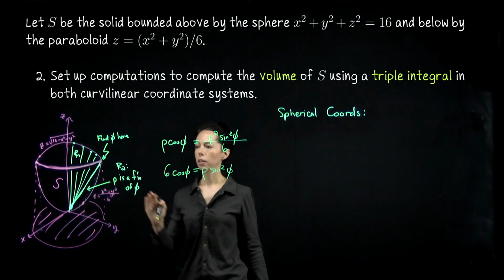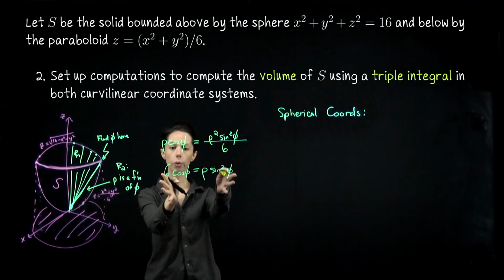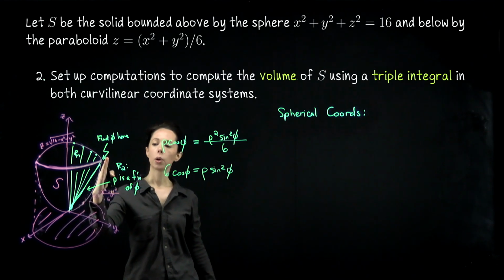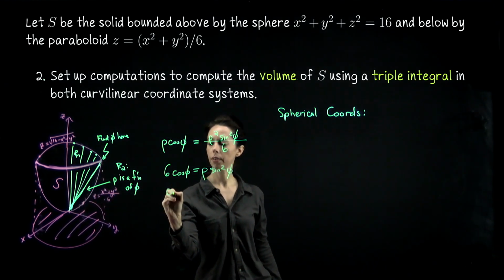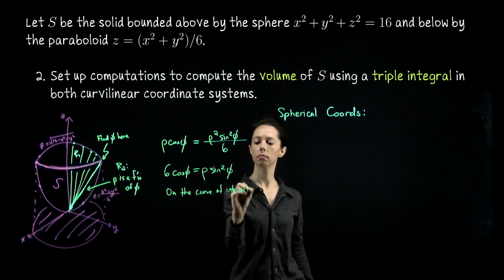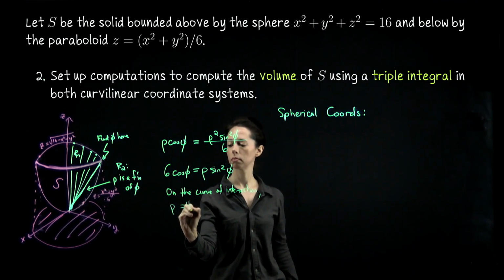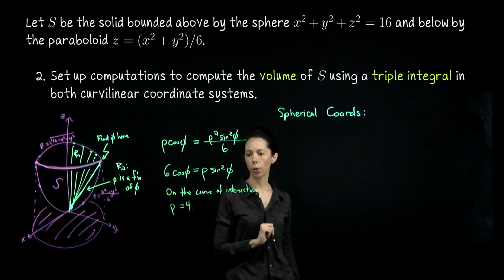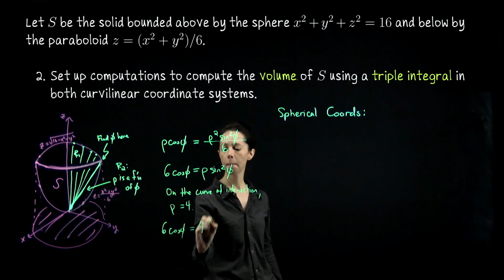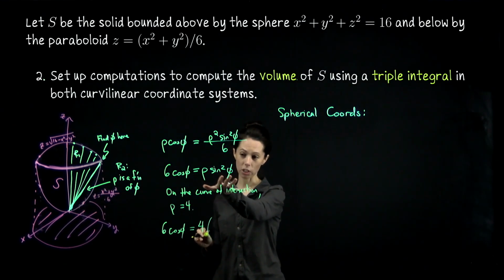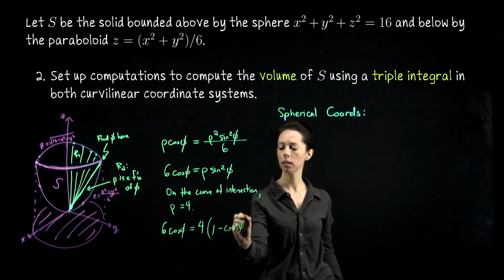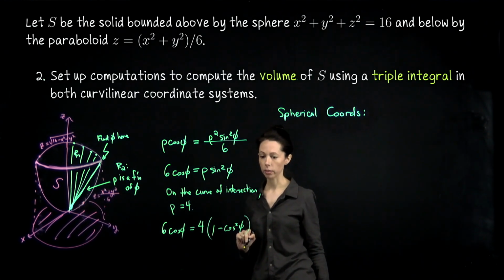At the moment that these two surfaces intersect, it's true that this relationship is holding because this is for the paraboloid, but it's also true that we're on the sphere, which means rho equals 4. So on the curve of intersection, rho is 4. So I'm going to plug 4 into that. 6 cosine phi is 4 sine squared phi. And then I've got mixed trig functions here, cosine and sine. Sine squared is 1 minus cosine squared phi. And then this gives me a quadratic equation for cosine.